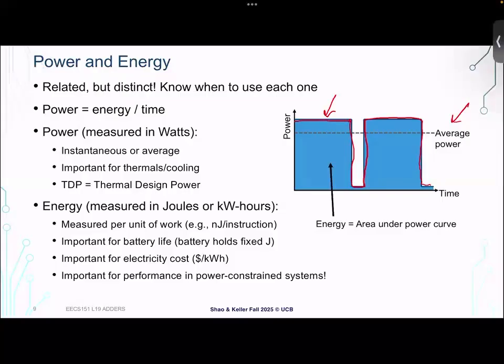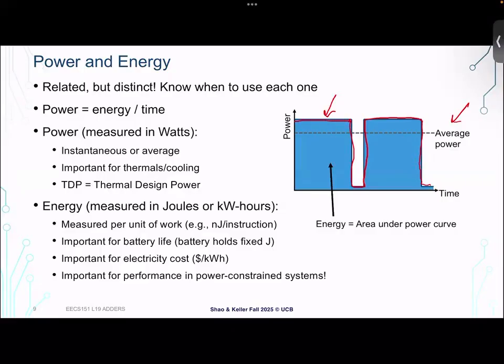So we care about these both, but we care about them for different reasons and in different situations. Power in watts is really important for thermals and for cooling. Chip designers will have this concept of TDP, thermal design power. So those of you that are familiar with GPUs for gaming, for example, you might have come across this term. You might buy a GPU. It has a TDP of 500 watts, which is saying that's the maximum power at which it's designed to run in the long term.